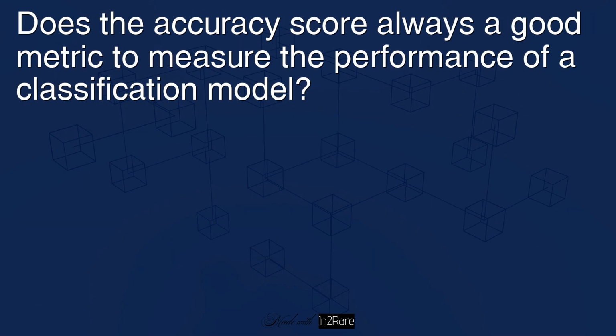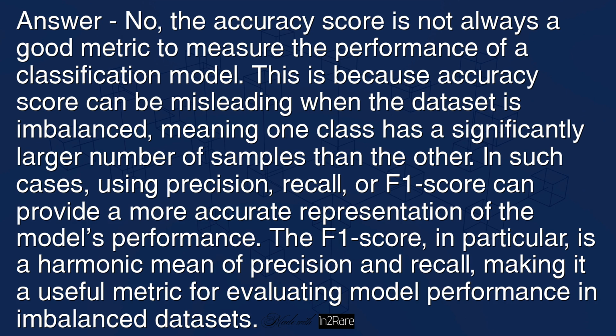Is the accuracy score always a good metric to measure the performance of a classification model? Answer: no, the accuracy score is not always a good metric to measure the performance of a classification model. This is because accuracy score can be misleading when the dataset is imbalanced, meaning one class has a significantly larger number of samples than the other. In such cases, using precision, recall, or F1 score can provide a more accurate representation of the model's performance. The F1 score, in particular, is a harmonic mean of precision and recall, making it a useful metric for evaluating model performance in imbalanced datasets.